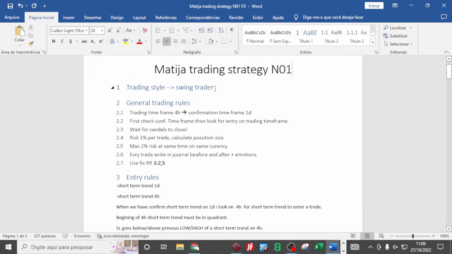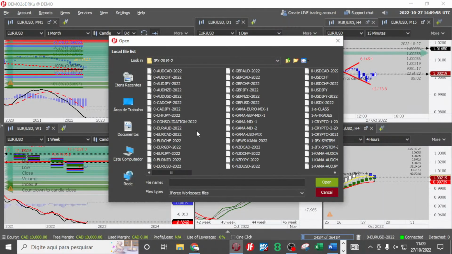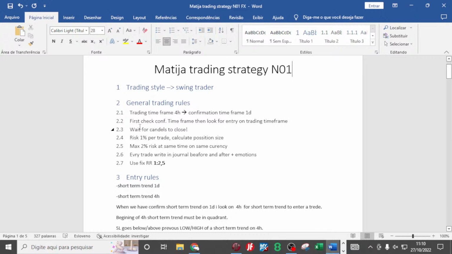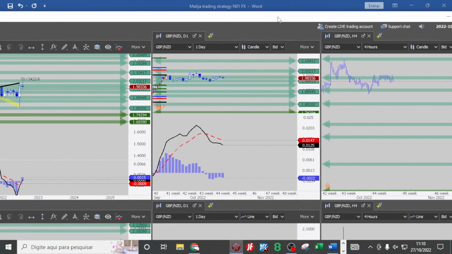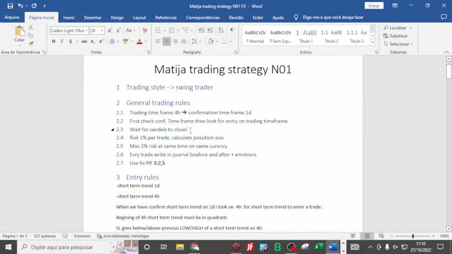Trading style, swing trader, general trading rules. Trading time frame, 4-hour time frame, and the confirmation time frame is going to be the daily. And Mattia is asking for GBP NZD. Very good. First check confirmation time frame, then look for entry on trading time frame, wait for candles to close. Now he needs to wait for candles to close.